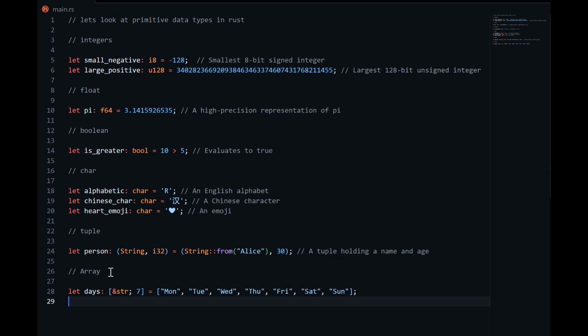Each type has its unique role in Rust programming. Try creating small programs using these types to get a hands-on understanding.